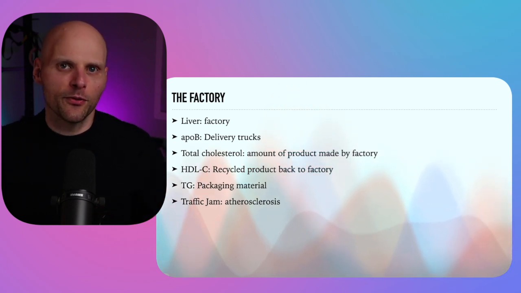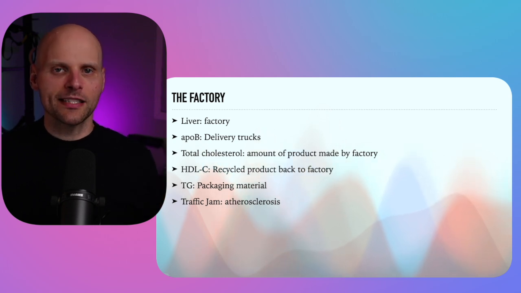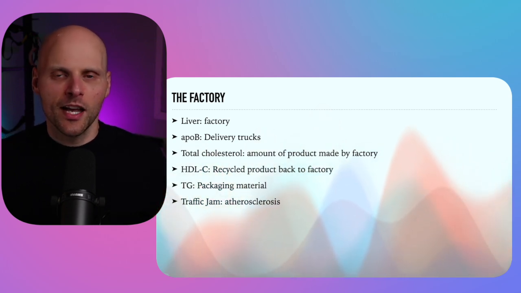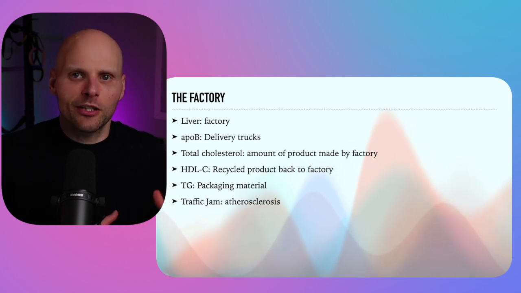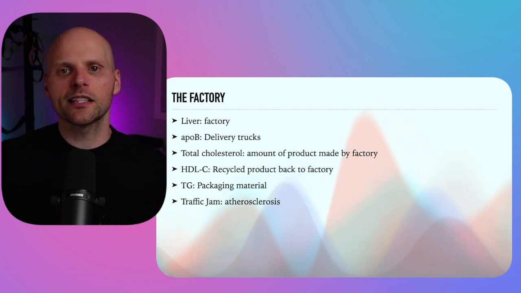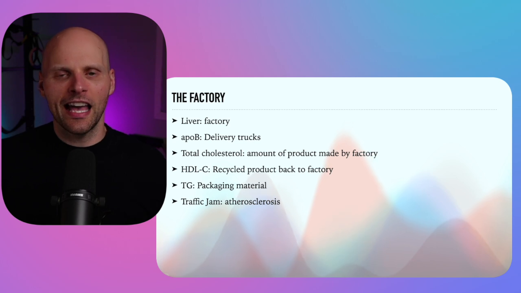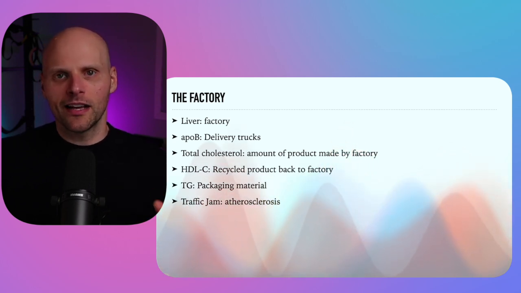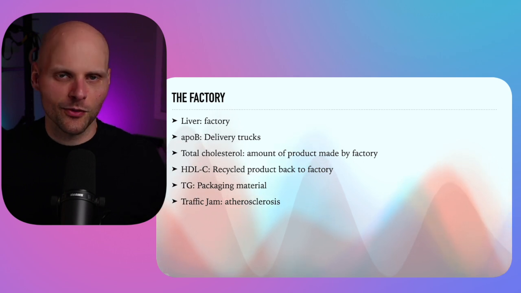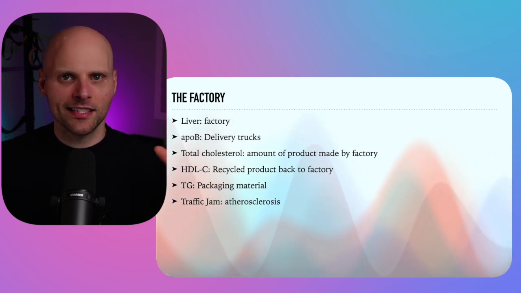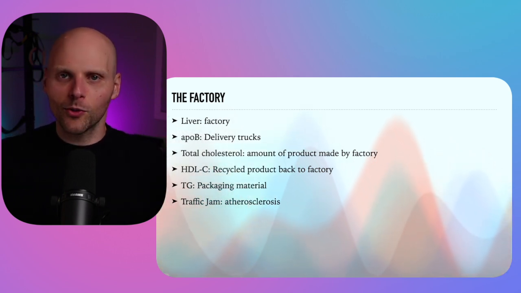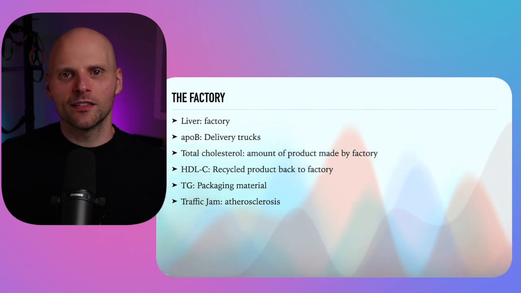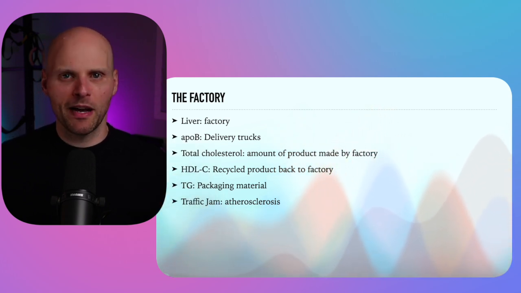If the liver makes the products, which are these whole things, ApoB are the delivery trucks. ApoB are the actual things carrying the products, or the cholesterol, to different locations. So the liver makes cholesterol and needs to send it somewhere, so it needs delivery trucks, and those are the ApoB. That's the factory making the product, quote unquote, which is cholesterol, and then the delivery trucks are ApoB. And the total cholesterol is the total amount of product made by this factory, right?